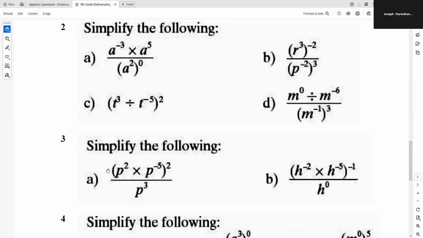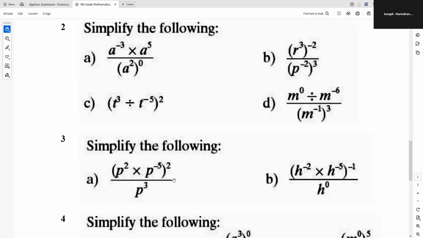Here, this A subdivision, simplify the following. p squared into p power minus 5, the whole square. These are two monomials, the multiplication of two monomial expressions, p squared and p power minus 5. What is it? Product rule, of course. Multiplication of two monomials, and we use the laws of exponents here, the product rule. And we can add the powers, p power 2 plus minus 5.